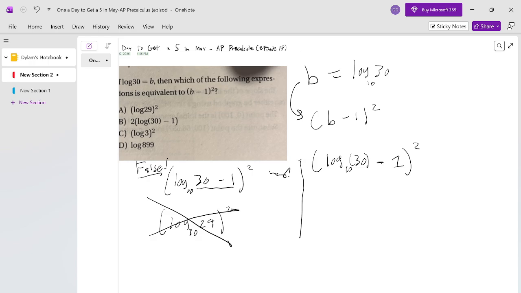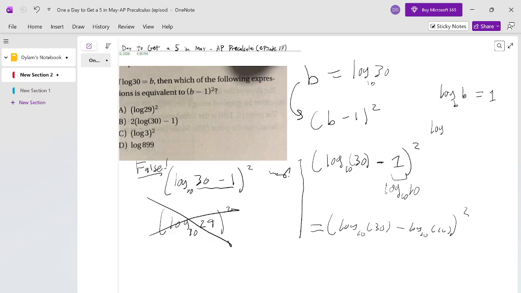So what we want to do really is simplify this, and the way we're going to do that is we're going to identify that 1 is equal to log base 10 of 10. Right? Because when you take the log base, whatever, of that same thing, it's just going to be 1, right? So we can rewrite this as log base 10 of 30 minus log base 10 of 10, that's all squared.